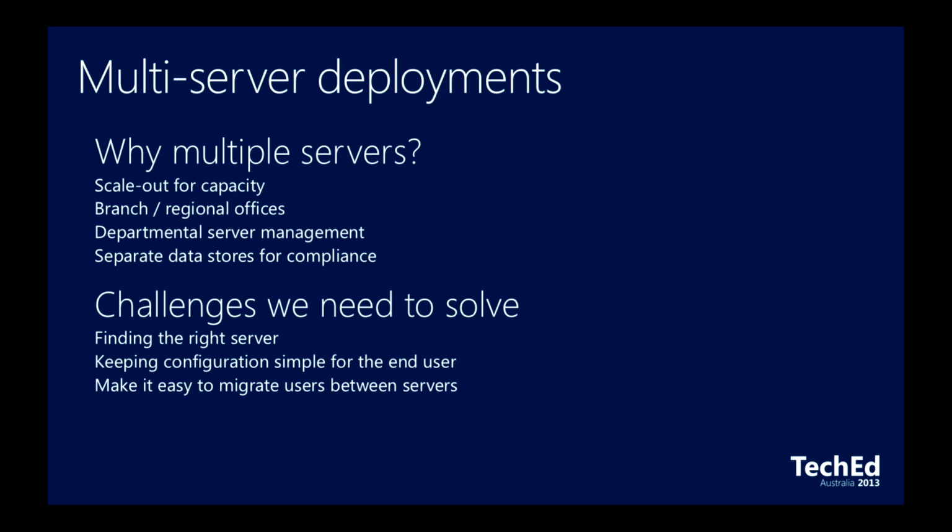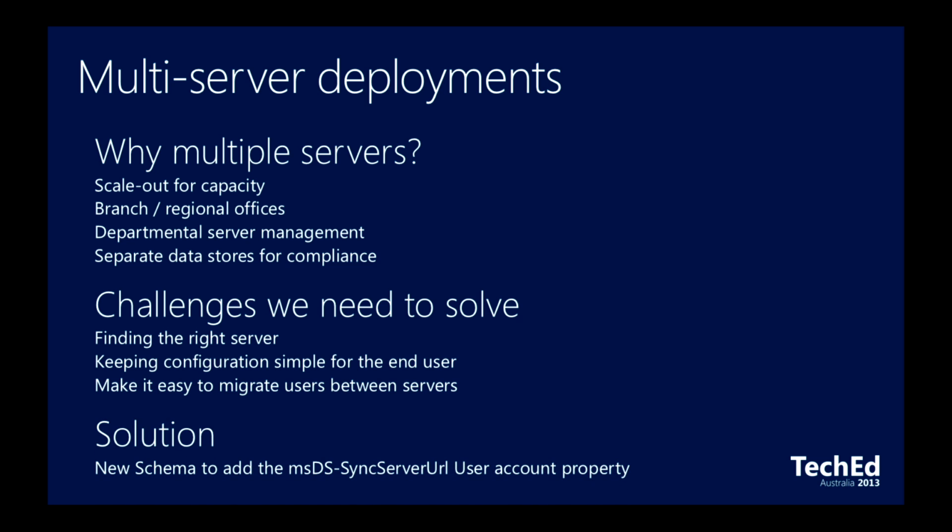But the problem then is you've got lots of work folder servers, and how does the user know which work folder server is theirs? And how do you keep it easy? Well, the solution is there is a new schema added to Active Directory. You do not have to apply this schema to Active Directory in every case, and you do not have to have 2012 R2 domain controllers in your organization for this to work. You just need the 2012 R2 schema, and it adds this attribute to the user, msDS-SyncServerUrl.